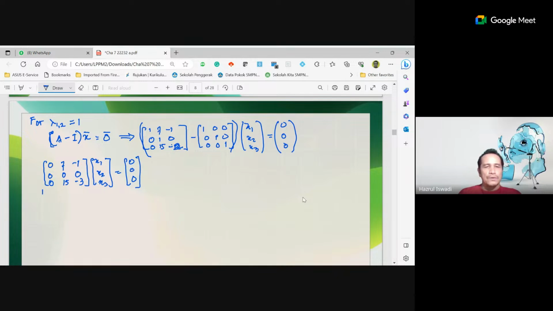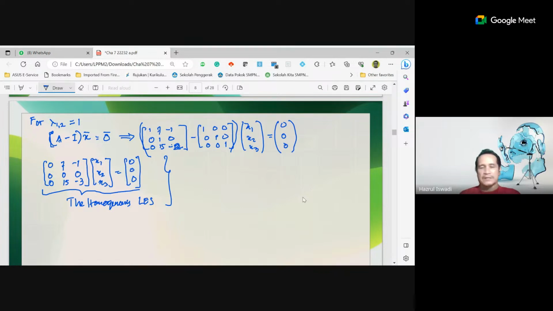And we know this is a linear equation system. This is the homogeneous linear equation system. Sistem persamaan linear homogen. This is a homogeneous linear equation system. So we know from the previous chapter how to find the solution of a homogeneous linear equation system by using elementary row operations.